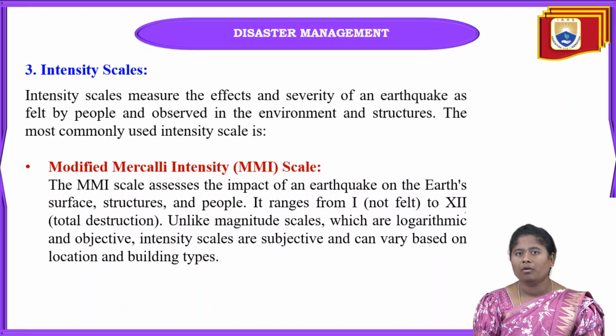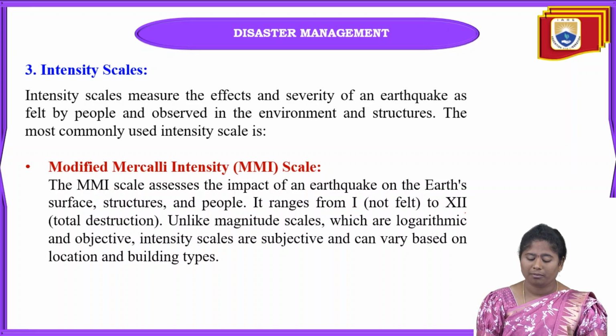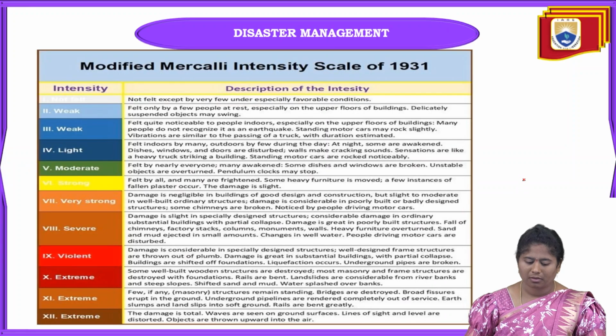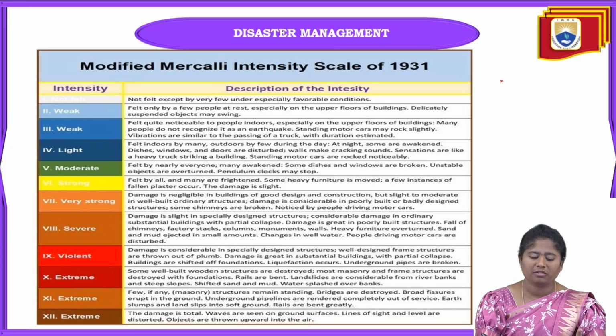Unlike magnitude scales, why? Because in magnitude we measure how much magnitude these earthquakes had and how much energy they released. Here we cannot study that. In this one we study the subjective effects, and this can vary based upon the location and also building types. Here it is the modified Mercalli intensity scale of 1931. In this one, you can see it goes from Roman numeral 1 to 7.